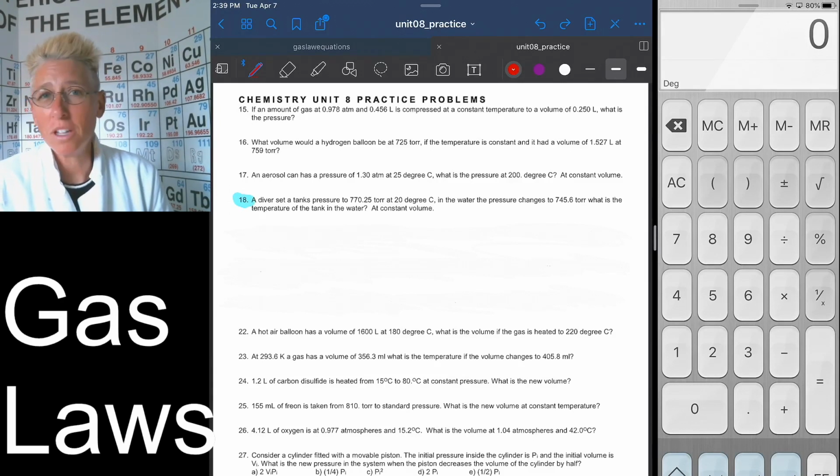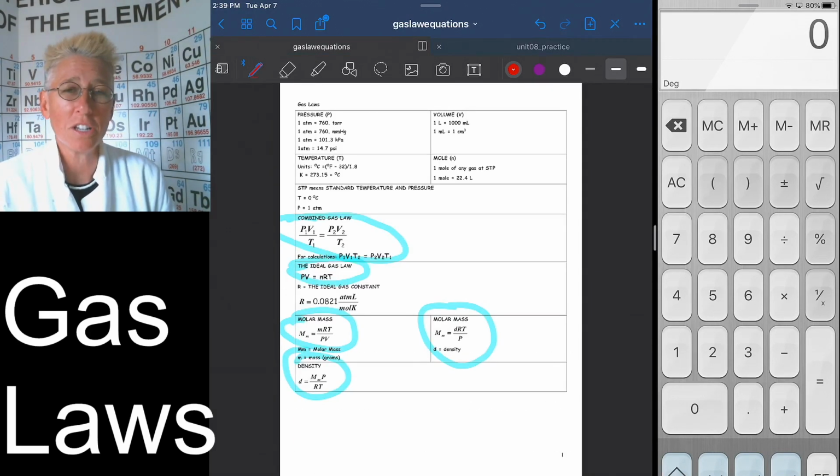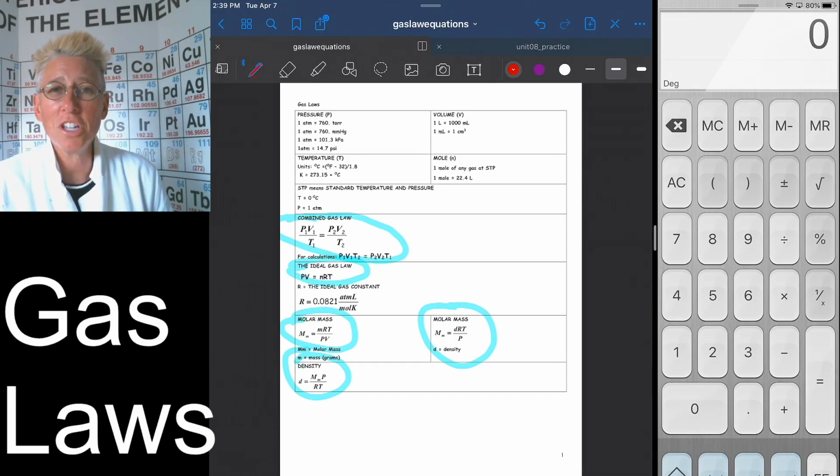To do this with me, of course you want to have Unit 8 practice problems out, a calculator, and also the gas law equation sheet. I'm going to focus on the gas laws that I have circled here on the equation sheet, and we'll do some examples from a couple of these.